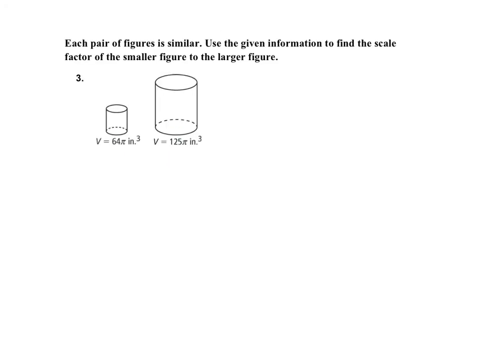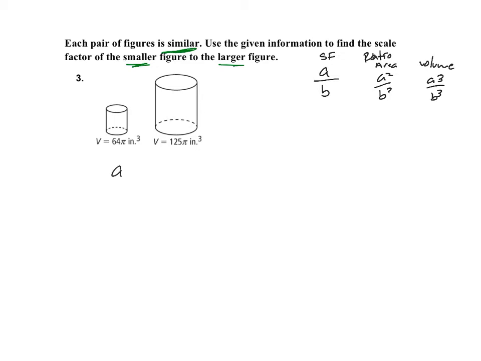Now, each pair of figures is similar. They are telling us that it's similar, and I'm just given information to find the scale factor of the smaller figure to the larger figure, in that order. So we have the volume. Remember that for the scale factor of two similar figures A over B, the ratio of their areas is A squared over B squared, and the ratio of the volumes is A cubed over B cubed.